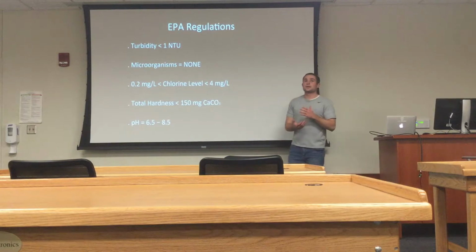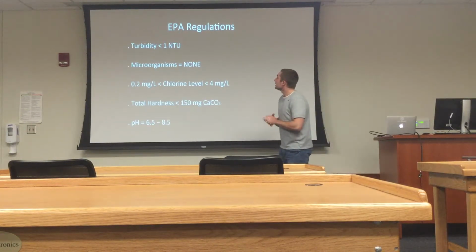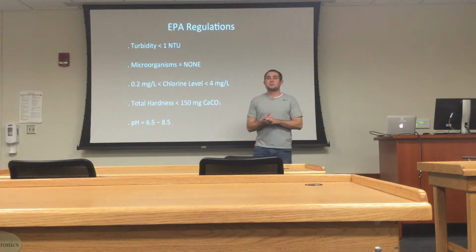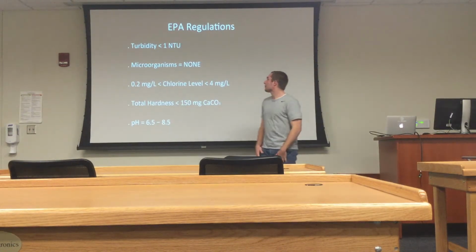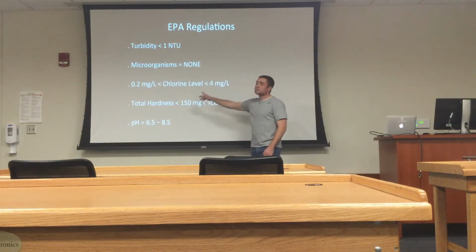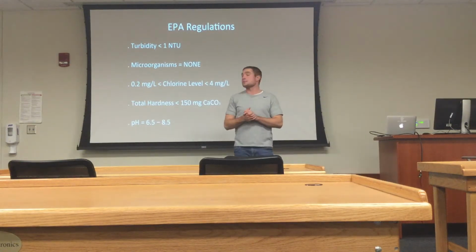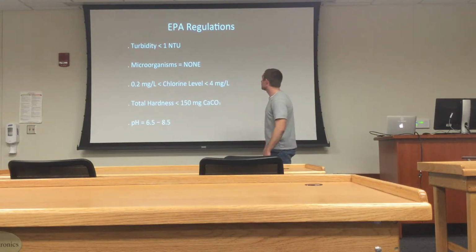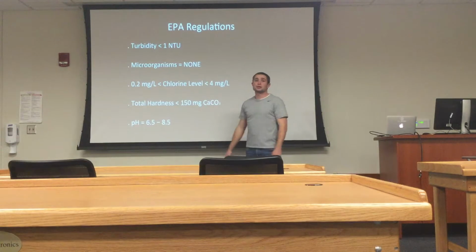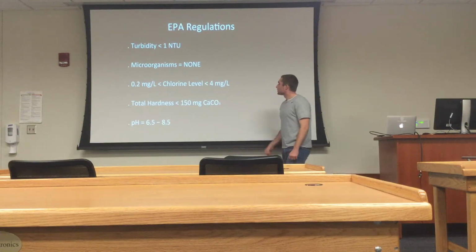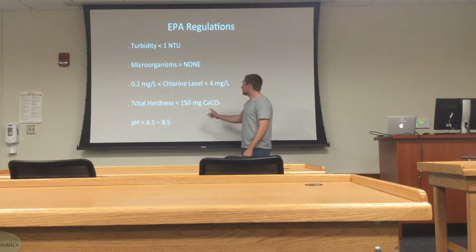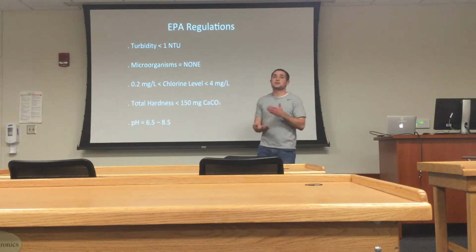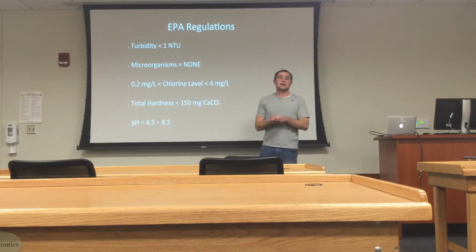Now I talked about the EPA regulations. So basically what this comes down to is the turbidity must be less than 1 NTU, which turbidity is basically the cloudiness of the water. The microorganisms, there can be no microorganisms within the water. The chlorine level must be from 0.2 milligrams per liter to 4 milligrams per liter. The total hardness must be less than 150 milligrams of CaCO3, and the pH has to be within the range of 6.5 to 8.5.